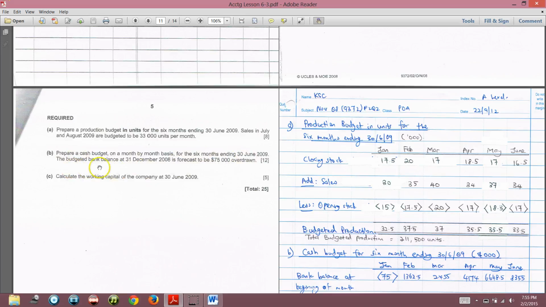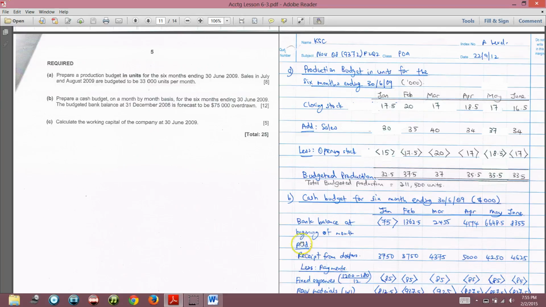Part B says prepare a cash budget on a month-by-month basis for the 6 months ending 30 June 2009. The budgeted bank balance at 31st December 2008 is forecast as 75,000 overdrawn. That means negative 75,000. So I do the title, cash budget for 6 months ending 30 June 2009. All the figures should be in thousand. So put all your columns. Bank balance at the beginning of the month, 75,000 overdrawn. If it's negative, it is in brackets. So this is given.